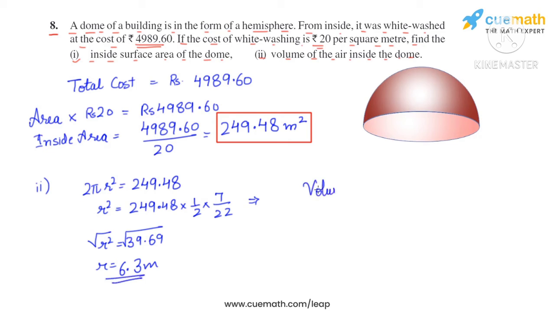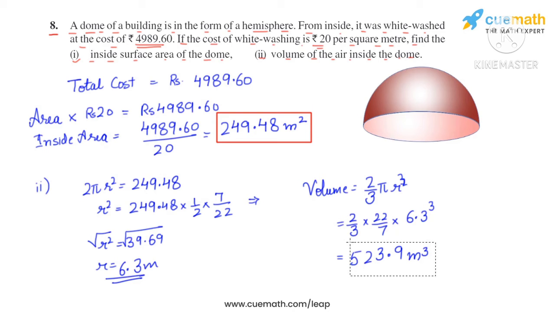So volume is 2 by 3 pi r cube for hemisphere. So 2 by 3 into 22 by 7 into 6.3 whole cube will be equal to 523.9 cubic meters. So this is the volume of air inside the dome. Final answer for the second part.